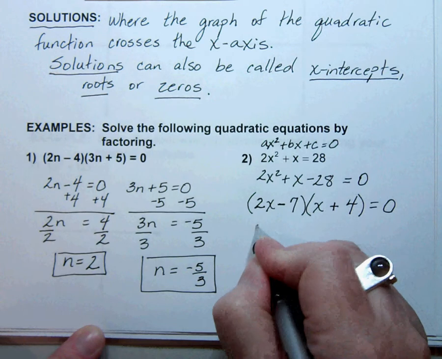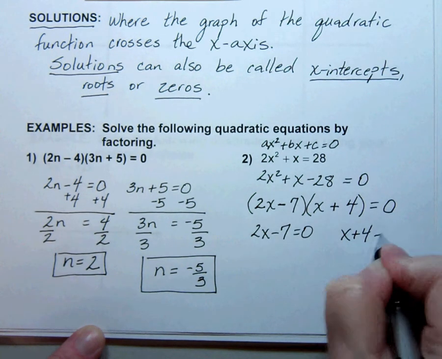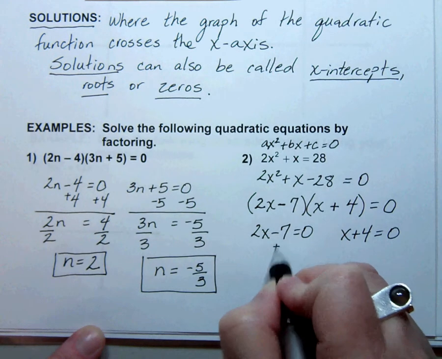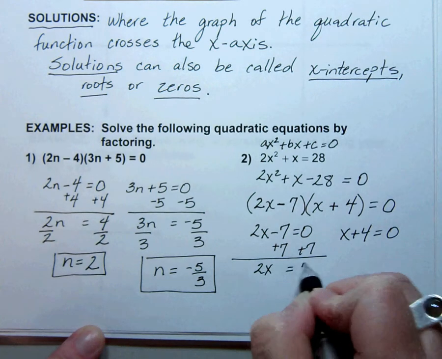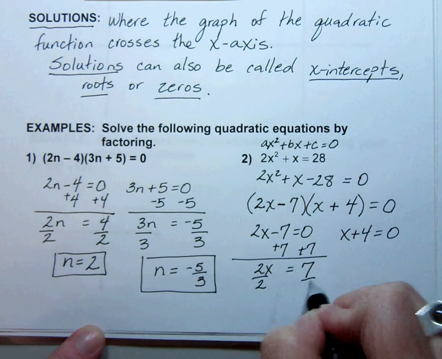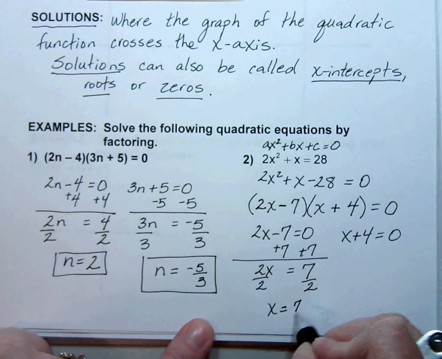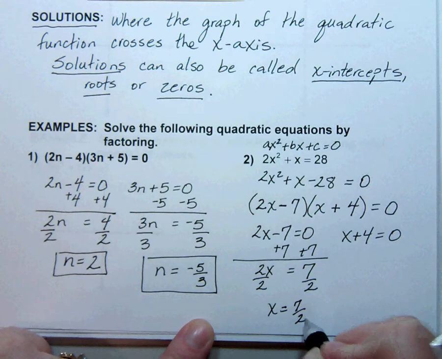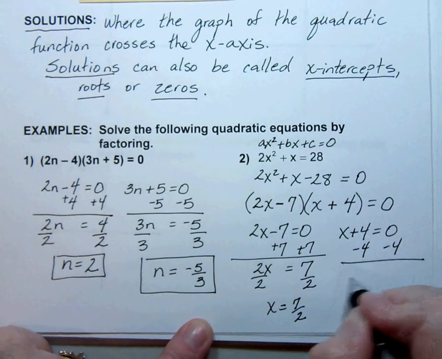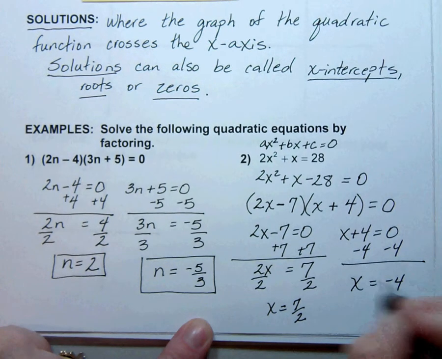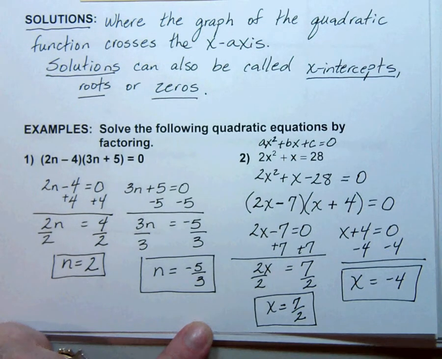Now we're going to set each one equal to 0 and solve for x. The first one, you would add 7 to both sides and then divide by 2. This one would be 7 over 2. Let's leave it a fraction. The next one, you would subtract 4 on both sides. So your x would equal negative 4. These are your two answers, your two solutions to number 2.